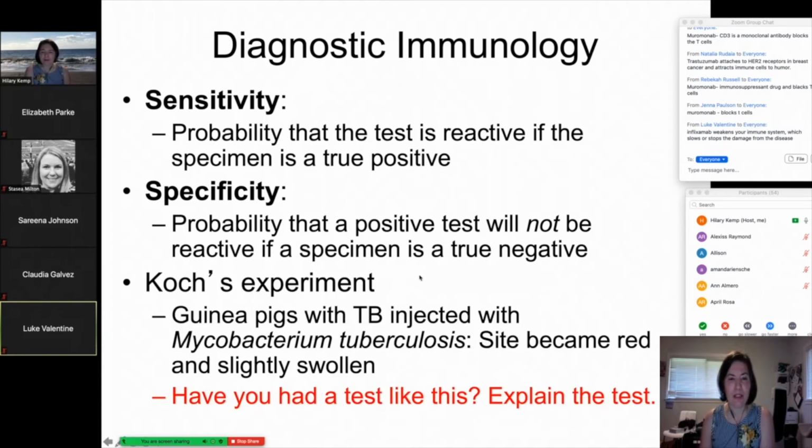One of the earliest types of diagnostic tests that rely on this idea of leveraging the immune response to detect things is this experiment that Koch did with tuberculosis. He had guinea pigs that already had tuberculosis, and then he injected them with a little sample of it, and the site of injection became red and swollen because, of course, what was happening is they already had antibodies against tuberculosis, so when the new injection showed up, the site reacted. You saw inflammation at the site.